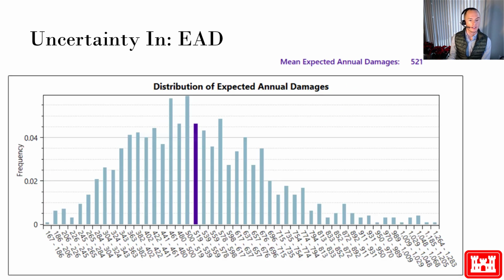But we can and should think of expected annual damage as a distribution of possibilities. As can be seen by this histogram of expected annual damages, we have a distribution of possible realizations of expected annual damage. And the mean expected annual damage in this case is given by the purple bar for this particular study, which is 521,000.